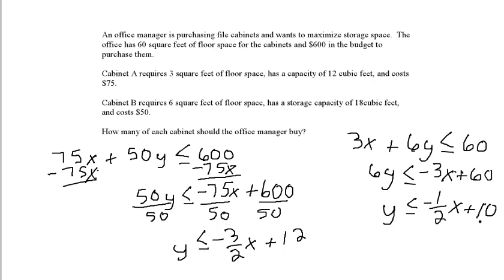Well, here we have our equation, and now we're going to take both of these. Oh, I almost forgot our constraints. Your number of cabinets has to be greater than 0 for A and B. So you're going to also graph the constraints: x is greater than or equal to 0, and y is greater than or equal to 0. Now we're going to draw our graphs.